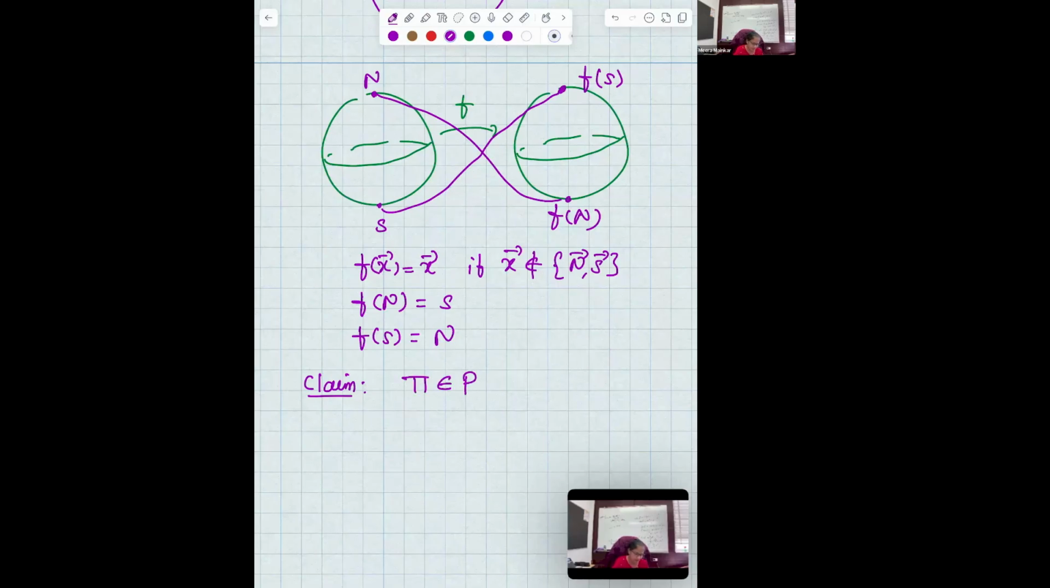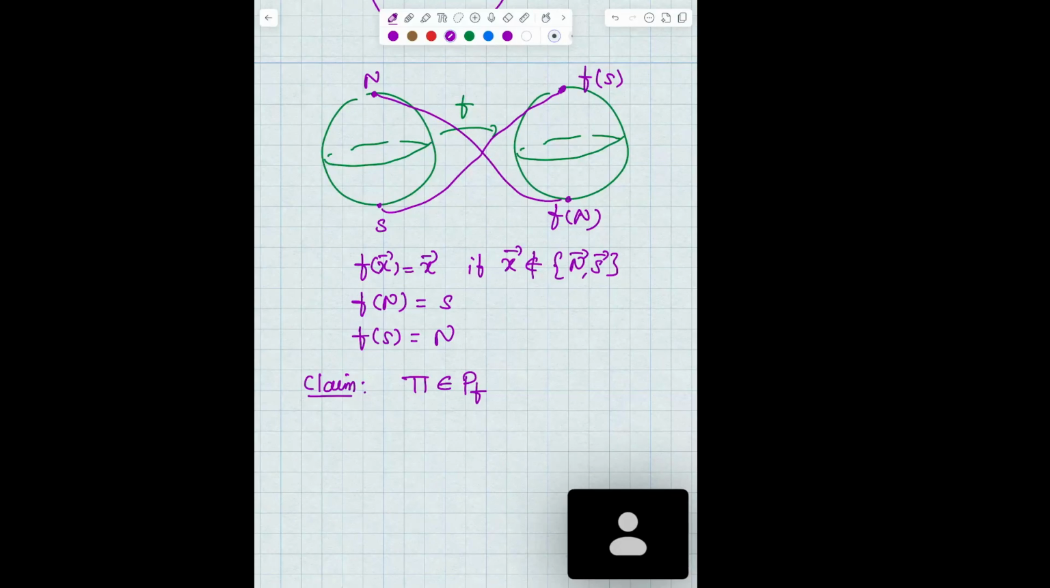that pi is in P_f. So pi is preserved. Okay, so if you have North Pole and South Pole, the distance between them is pi, and you are just switching them, so the distance is still pi. And other points, distance pi, antipodal points, they are not changed. So you have the same distances. Does that sound convincing? Any questions? Yes, all good.